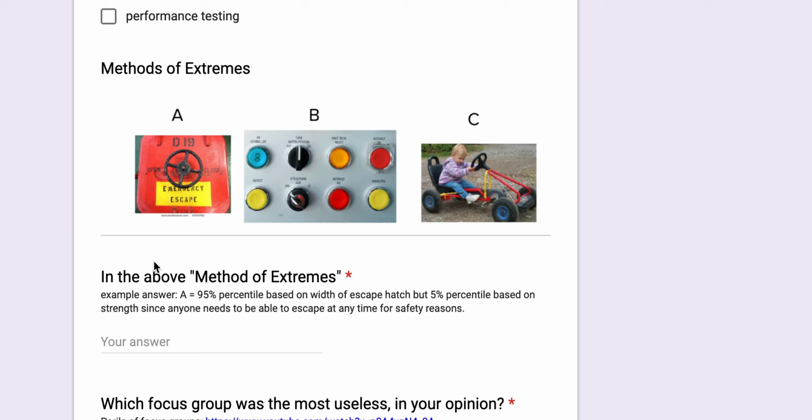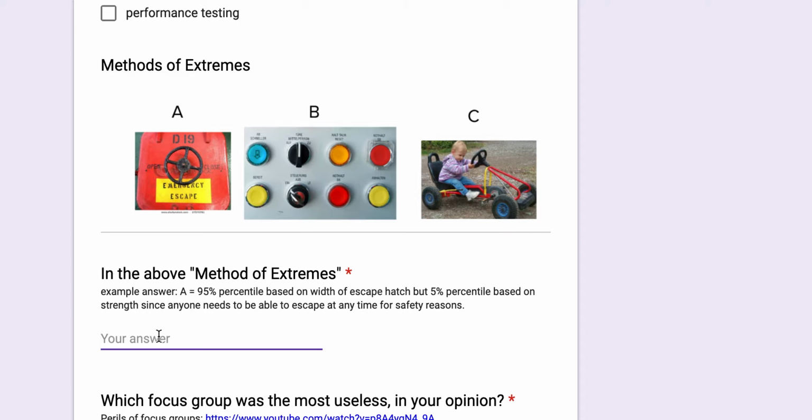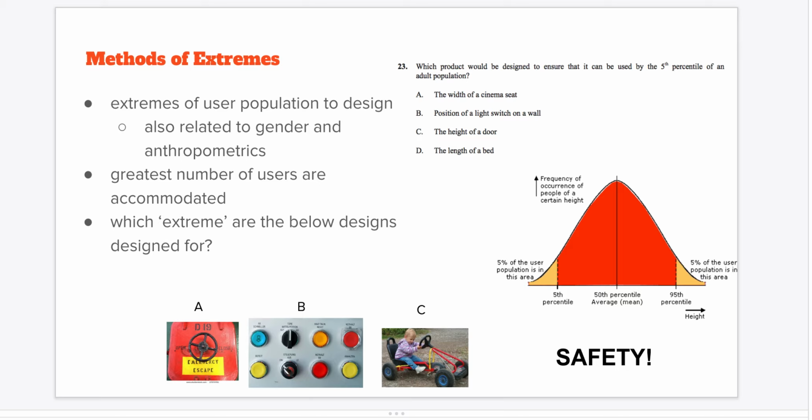So A, I've already given you the answer. It's the escape hatch. 95th percentile is based on the width because everybody needs to get out, but the 5th percentile is based on the strength to open the actual latch, so anybody can escape for safety reasons. So how about these buttons, and how about this chair? Okay, check out the pedals, check out the distance, and you're just going to write your answer here. Okay, so write that down, methods of extremes.